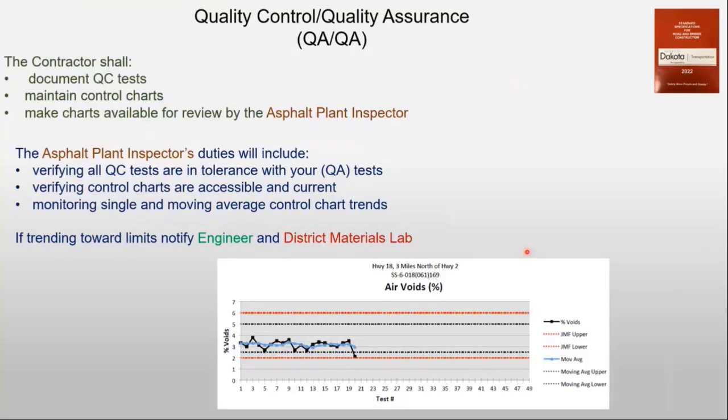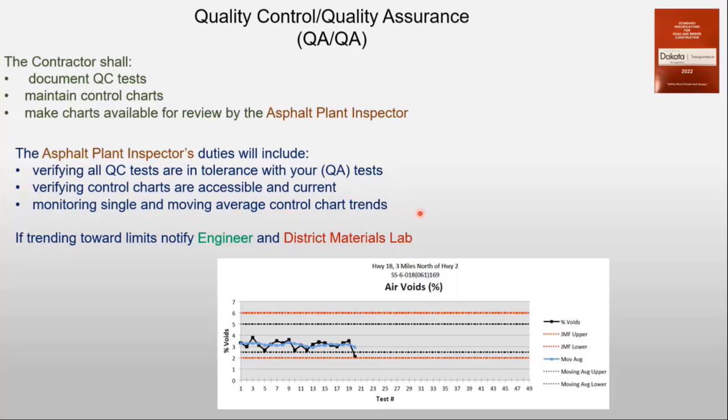Contractor, while they're taking these tests, they have to write everything, document everything, and maintain control charts. And they have to be available to us as inspectors to look at. And so one of the things inspectors should do is verify that all the tests are being done, of course, and verify that control charts are accessible. They have to be accessible to anyone that walks into the QC lab, to be able to look this up.